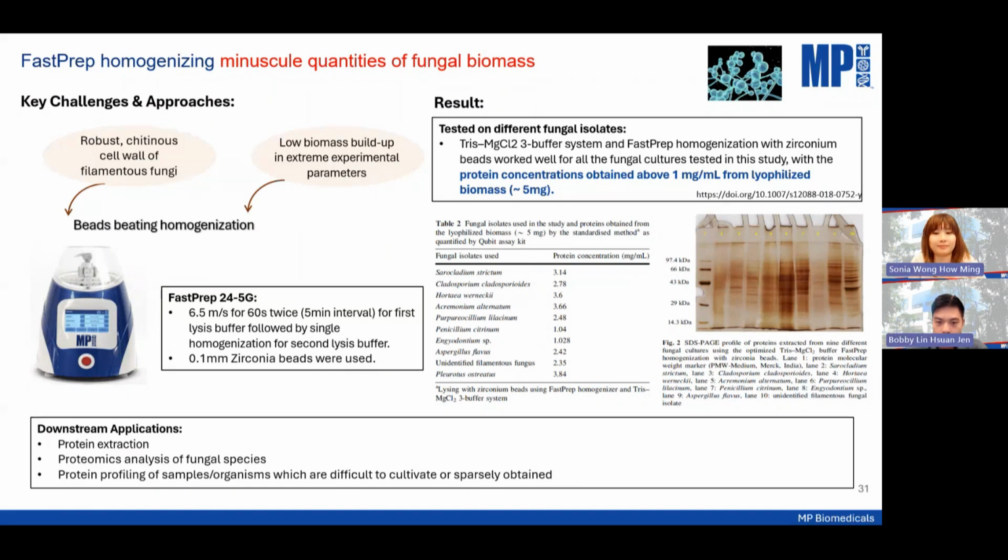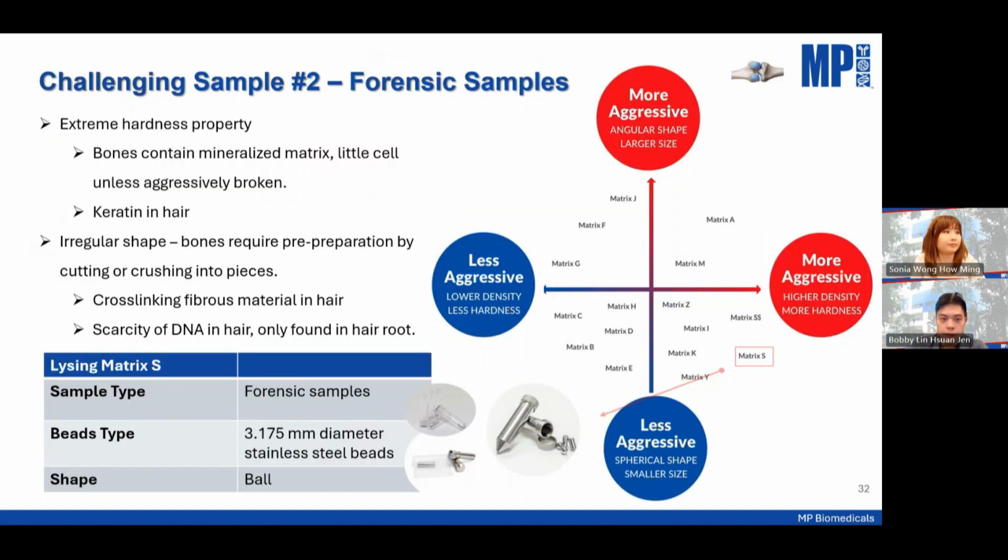So, Dr. Sonia, I'm seeing a lot of different fungal species that have been used. Essentially, I think we're able to say that using the zirconium beads provided in this lysing matrix is an all-around solution for all these types of fungal species, right? Yes, mainly to address the two challenges that you just mentioned, either the low biomass or the robustness, the chitinous nature of the cell wall. Yes, precisely. Okay. All right, thank you, Dr. Sonia.